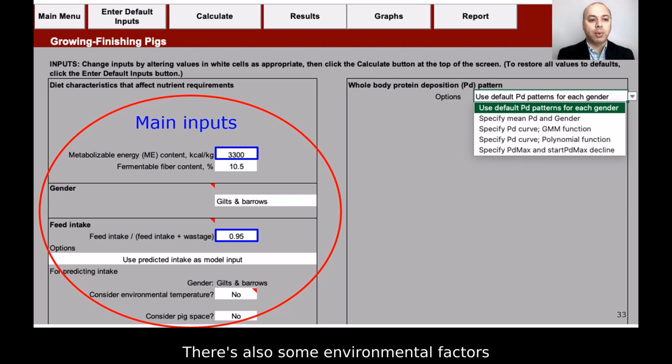There are also some environmental factors that we can consider. We can talk about temperature, and we can consider pig space. There are too many options, and we're not going to be able to cover all of them here.